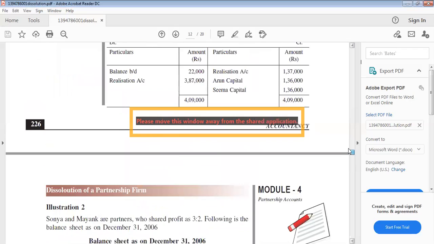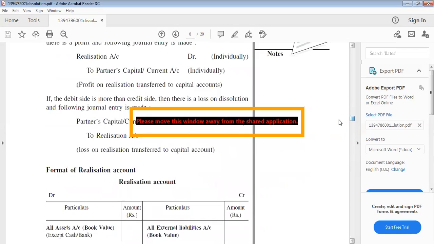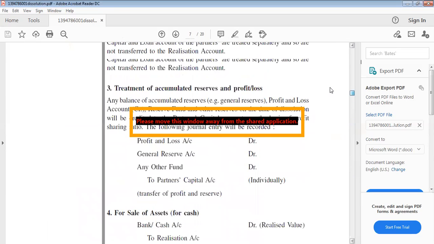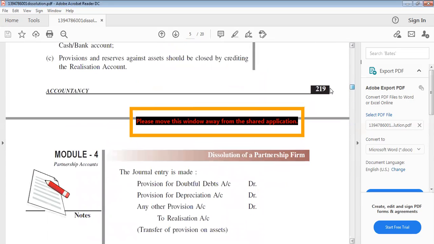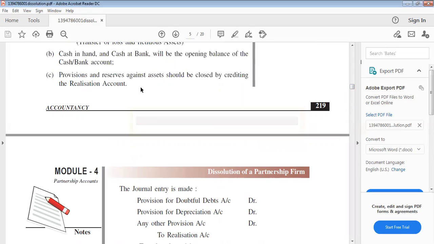Look at provision and rule now. The rule says, provisions and reserves against assets should be closed by crediting the realization account. Again, provisions and reserves against assets should be closed by crediting the realization account.